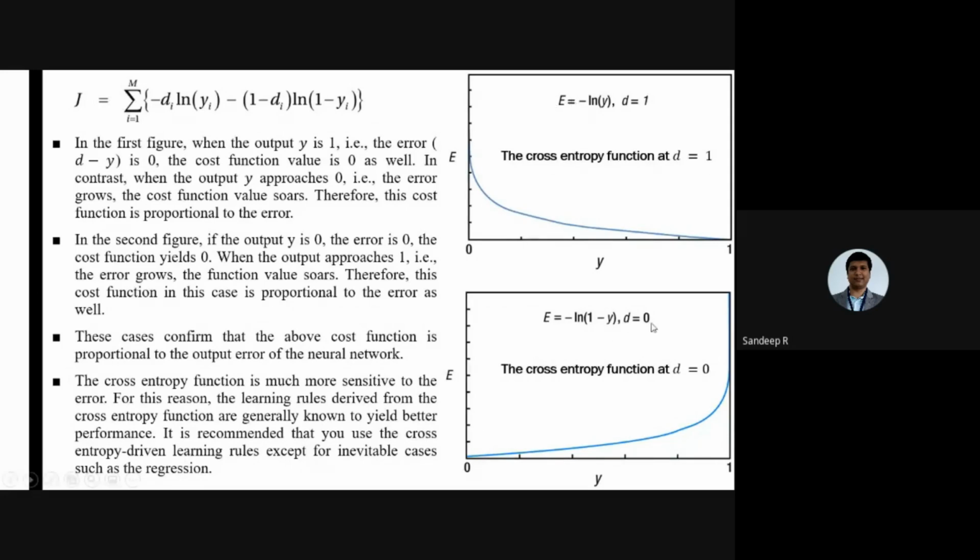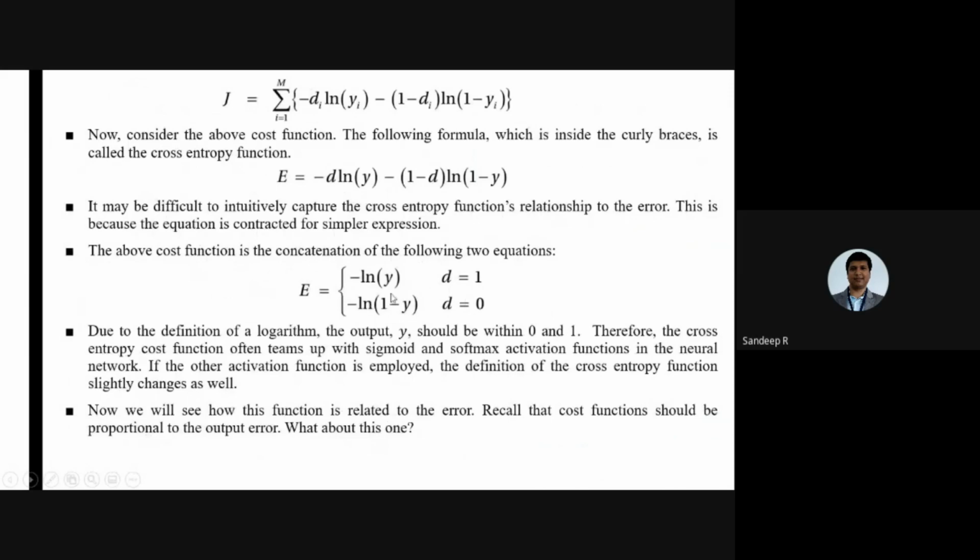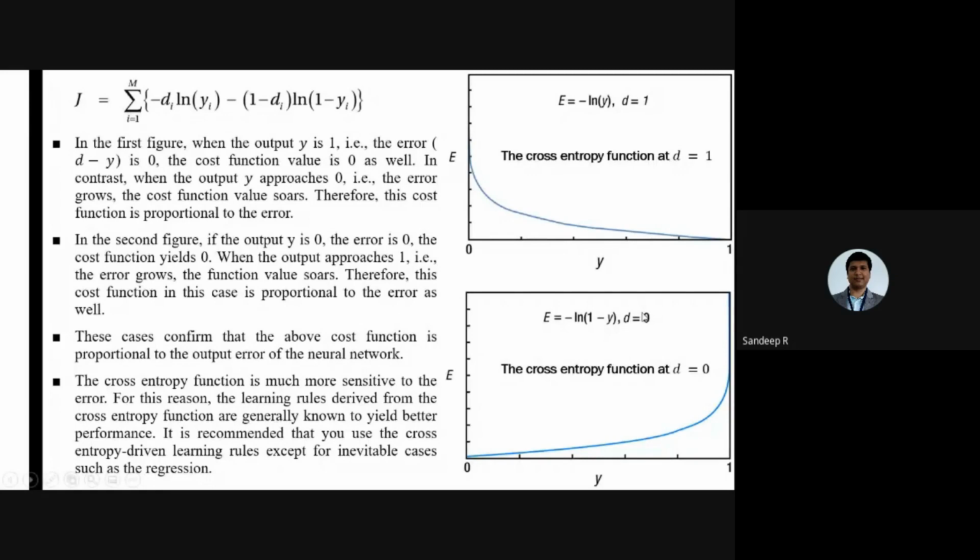The other one, that is, if d is equal to 0, it satisfies this particular equation, the natural log of 1 minus y. Let's see that. The correct output is 0, and say the neural network output is also 0. What is the difference? 0. So error is 0, so the cost function also should be 0, right? Let's check that. Substitute y equal to 0 here. If I substitute, natural log of 1 minus 0 is the natural log of 1, and the natural log of 1 is 0. So error is 0, and the cost function is also 0 when the error is 0.